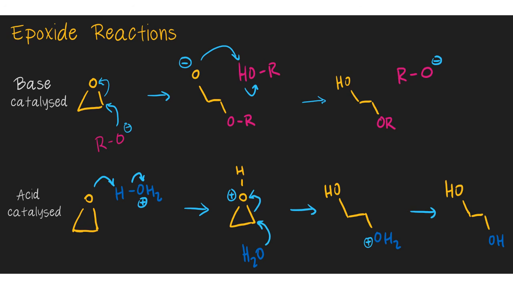So these are two different ways that once the epoxide is formed, it could be reopened to introduce an alcohol group or two alcohol groups in the case of an acid catalyzed reaction.